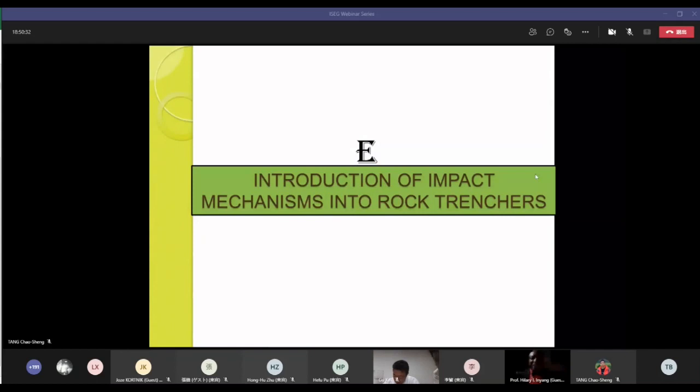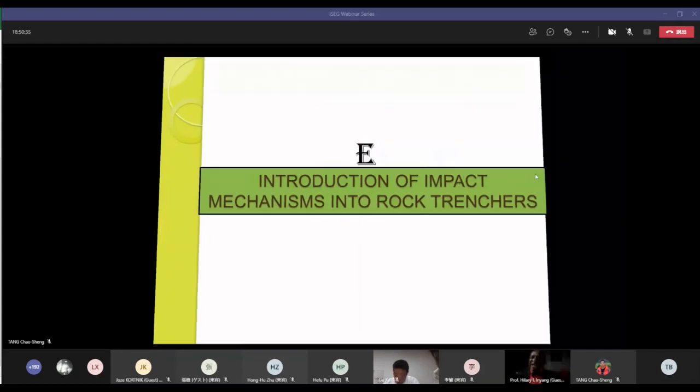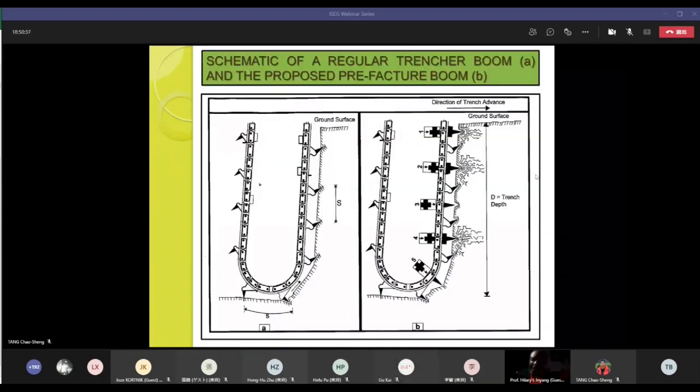So we would like to look at how we can then introduce impact into mechanical excavators. My idea is this. If you look at an ordinary boom of a mechanical excavator, it is shown on the left, and it would still rip rock. That is the normal one we have today. Currently, we have the one on the left that is demarked by A.